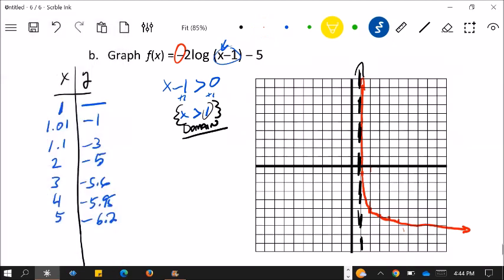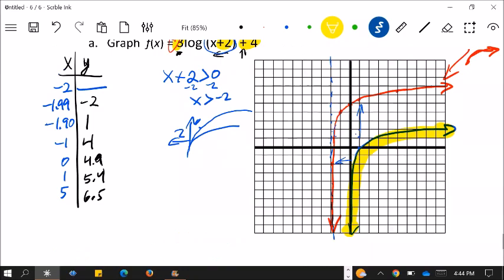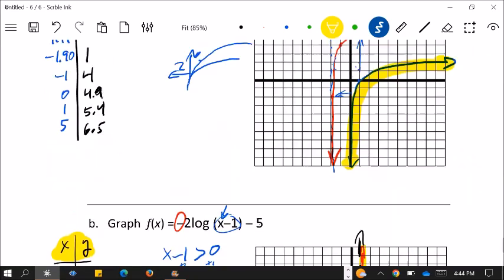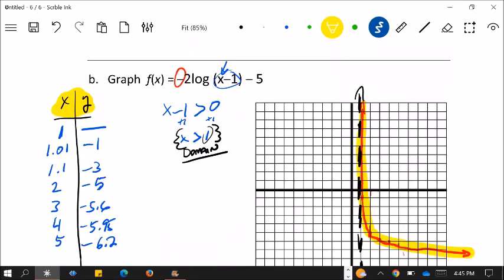The best way to ascertain that, or any of these changes, is to simply do an XY table, and then just put in a few numbers selectively. I am also going to show that in yellow too, close enough. All right, so this will help you with graphing these because you will see some graphing of log functions in the future, like in exams.